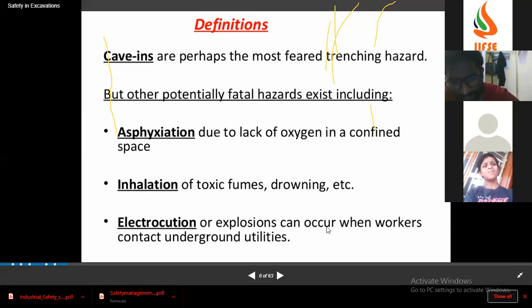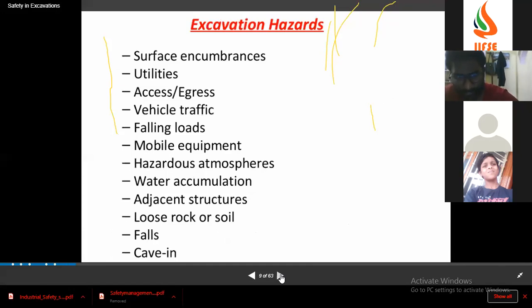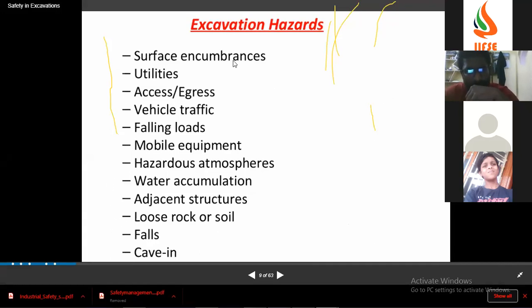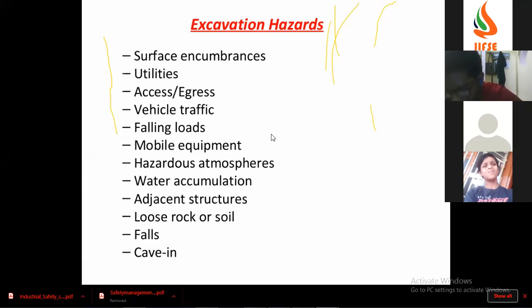Obstruction can occur when there are underground utilities and the excavation is done without proper clearances. See, what is this? Excavation hazards. Okay, these are the hazards you have to remember. If you remember this, you can know most of the construction. If you remember this and if you can write the consequences and control measures, you can mostly write the paper.